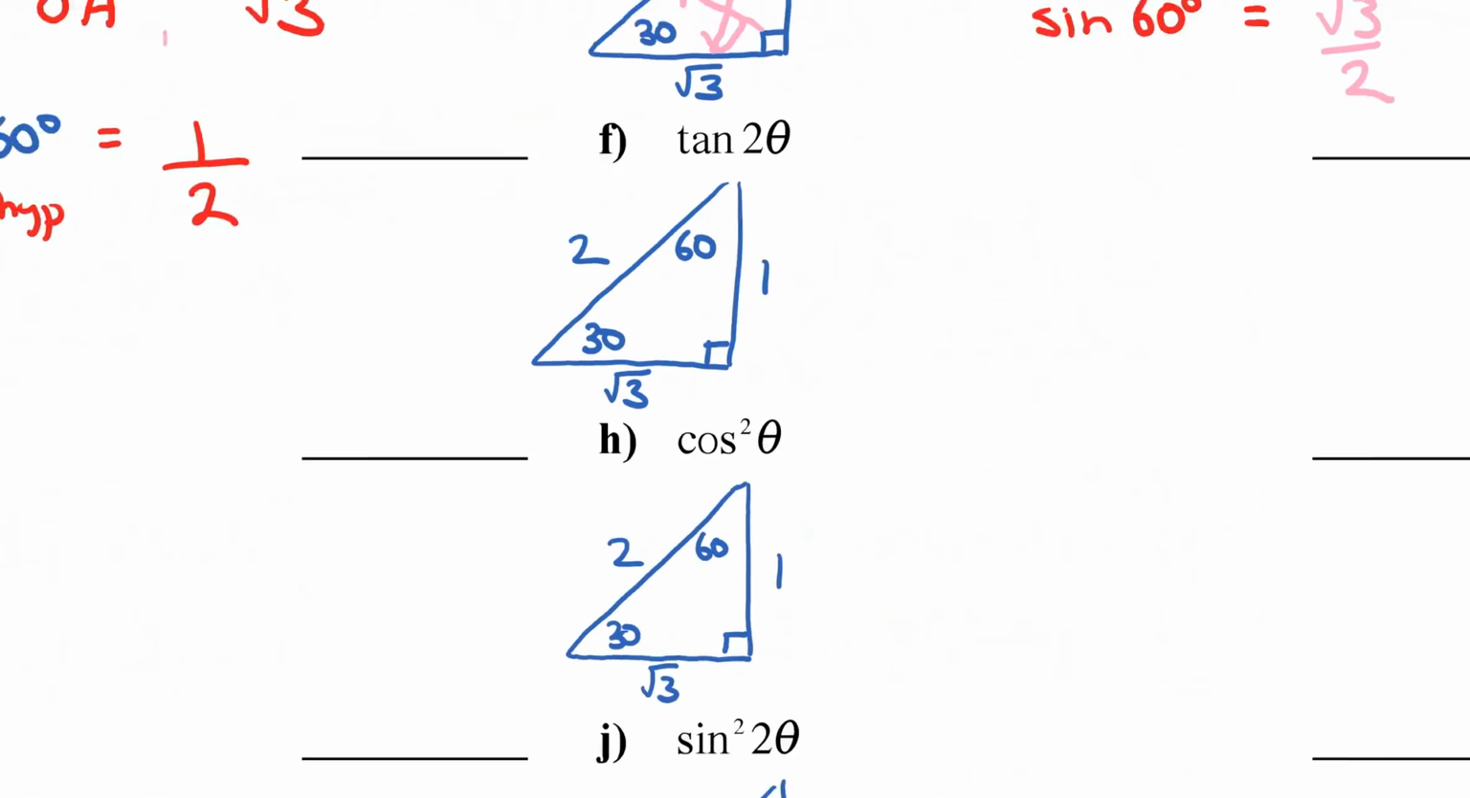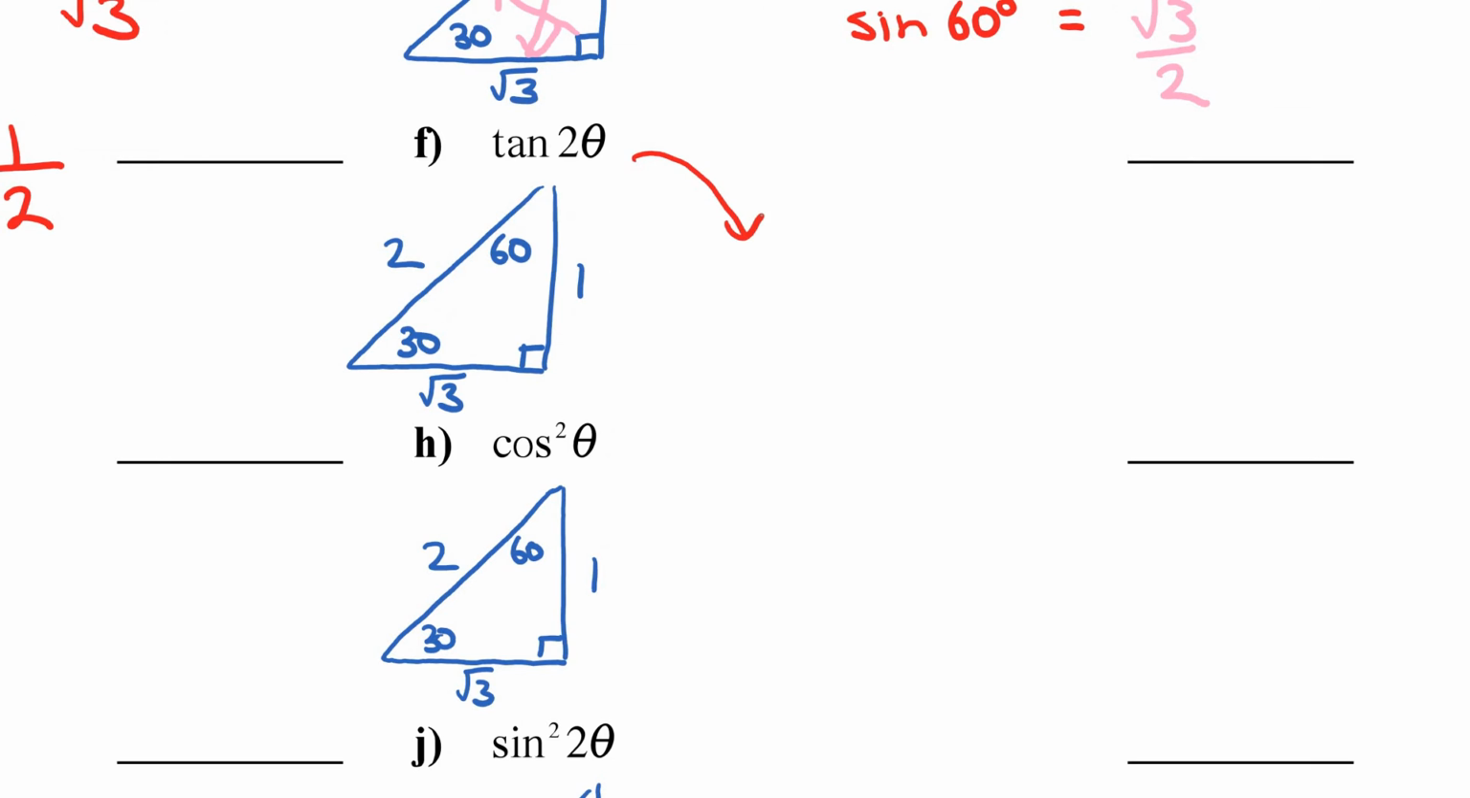All right, next one is tan 2 theta. Just like the other 2 here, we're not looking for tan 30 degrees, but we're looking for tan of 2 times 30, and 2 times 30 is 60 degrees, right? So tan is 60 degrees. Now tan is your opposite over your adjacent. So where's your opposite? Your opposite is root 3, and your adjacent is going to be 1. So root 3 divided by 1 is root 3.